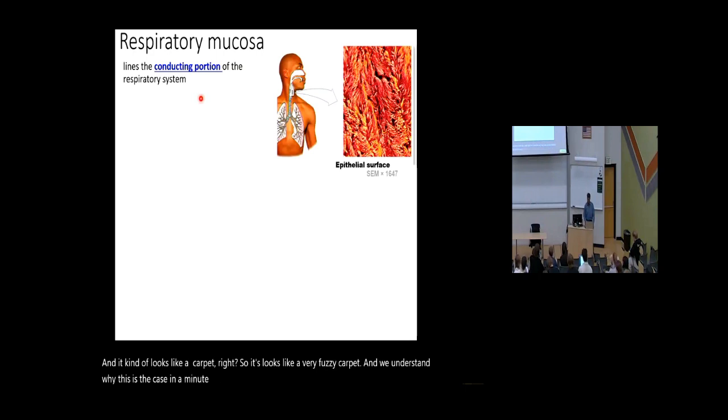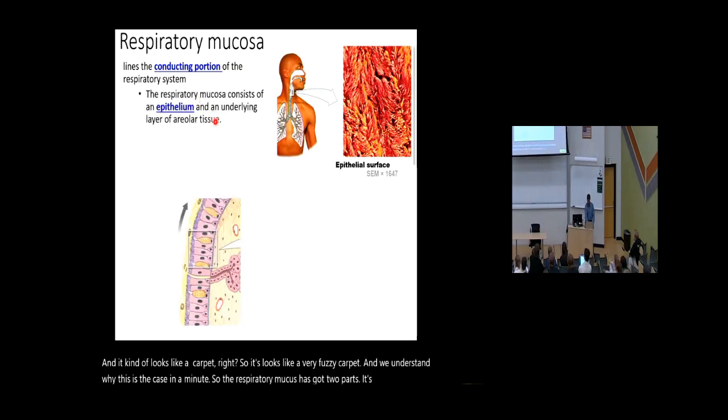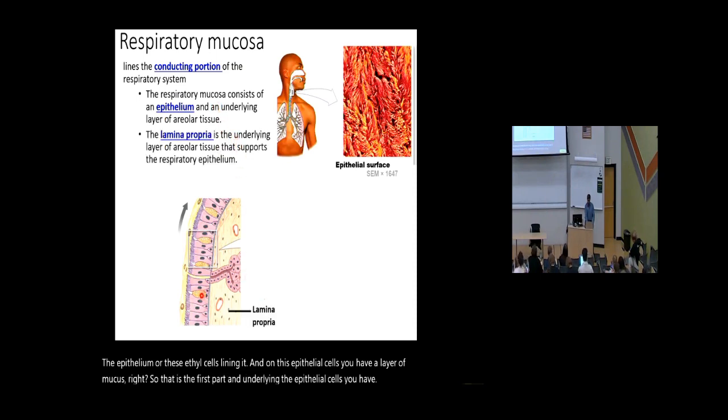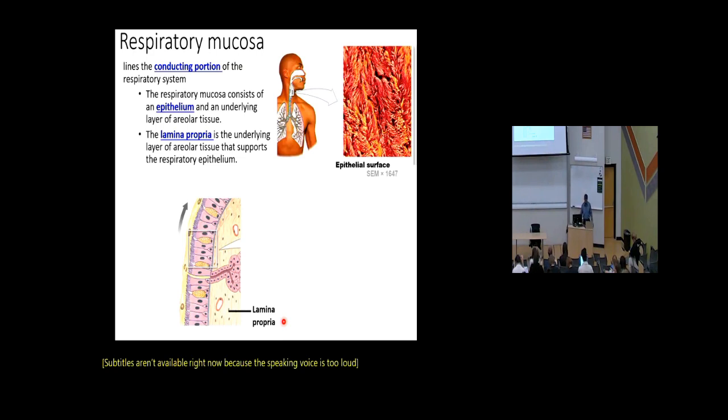So the respiratory mucosa has two parts. It's got the epithelium, or these epithelial cells lining it, and on these epithelial cells you have a layer of mucus, right? So that is the first part, and underlying the epithelial cells you have a structure known as the lamina propria, and lamina propria is just referring to all of the areolar connective tissue which is supporting the epithelial cells. So again, taking you back to our earlier lecture on connective tissue, the areolar connective tissue is always found deep to the epithelial cells.